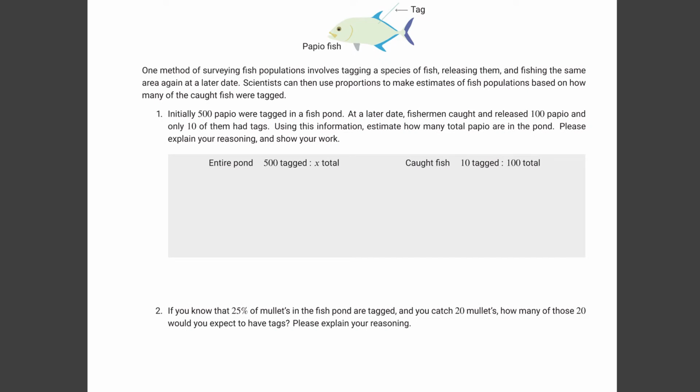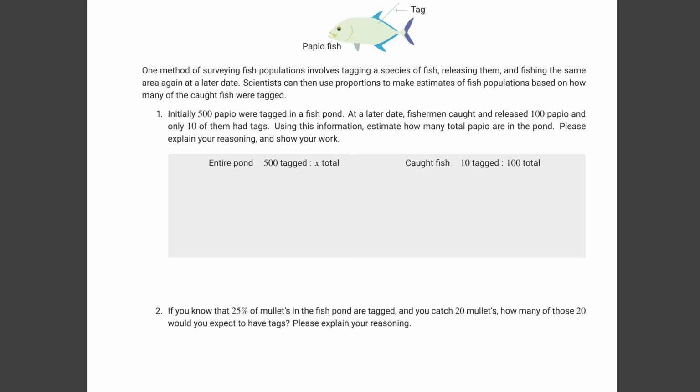Okay, so welcome back. To answer this question, we need to first assume that our random sample represents the population that it is taken from, and we need to bring back and apply our knowledge of ratios and proportions. We do not know the total population of the papio, so we'll call it the variable x. What we do know is that of this population, 500 fish are tagged. In our sample, we also know that 100 fish are caught, and of these 100 fish, 10 are tagged.